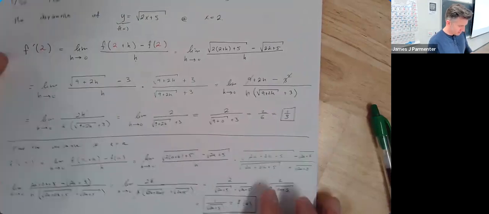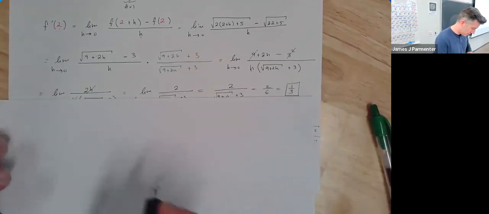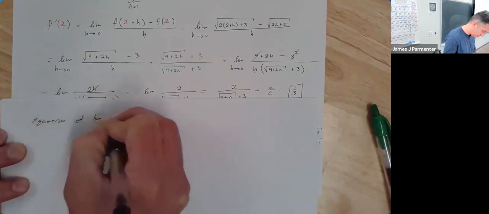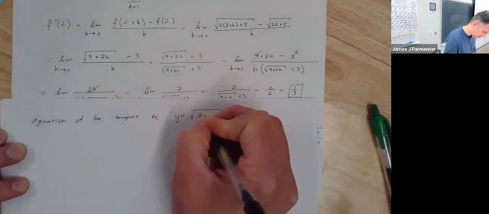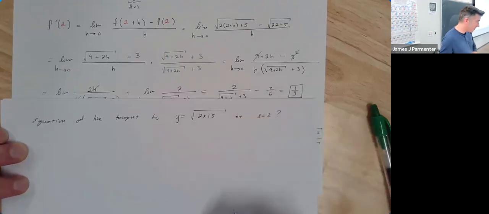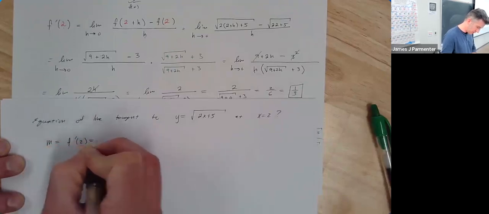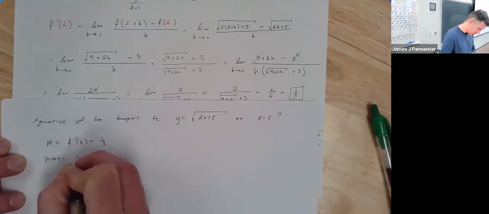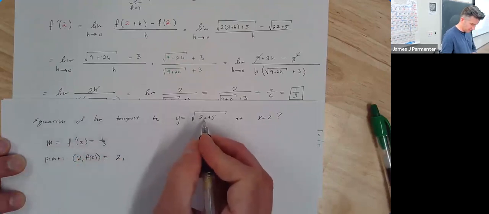So let's ask a follow-up question. For this example, what is the equation of the line tangent to y equal to the square root of 2x plus 5 at x equal to 2? Well, we have all the information we need. Our slope is f prime of 2, which is 1/3. And our point is 2 comma f of 2, which is 2 comma square root of 2 times 2 plus 5, which is 3.